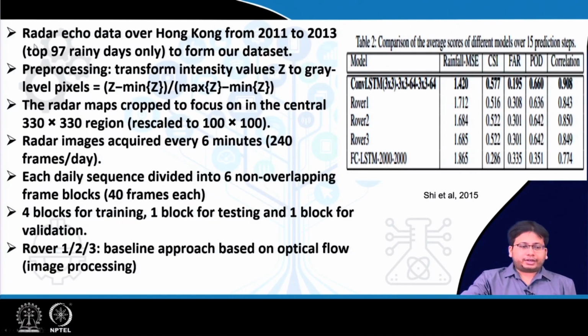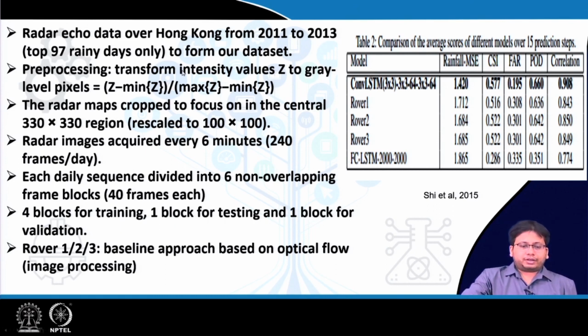So the data set they have used for this study is radar echo data over Hong Kong from 2011 to 2013. So this is a 2-year period, but within that they have focused on only 97 rainy days because that is when the observations were available. The radar, of course, measures the reflectivity.